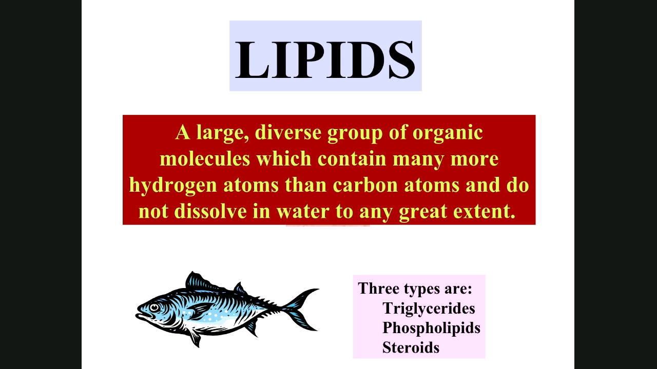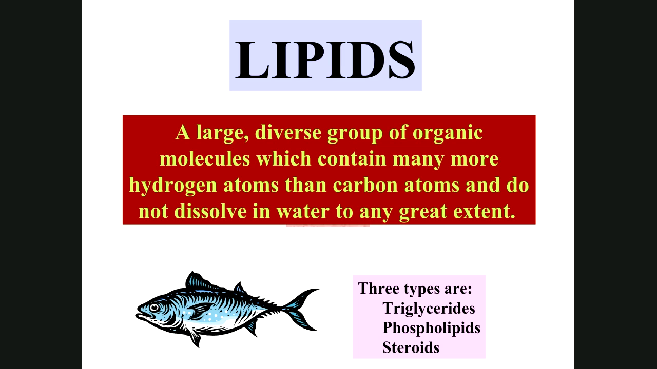And so the definition of a lipid is that it's a diverse group, with many different kinds of compounds in it. We only need to know about 3, and those are the 3 you see on the screen here. But it's a large, diverse group of organic molecules containing lots of hydrogen atoms, which means lots of energy in them, and they don't dissolve in water very well. So if a molecule fits that definition, it's basically a lipid.